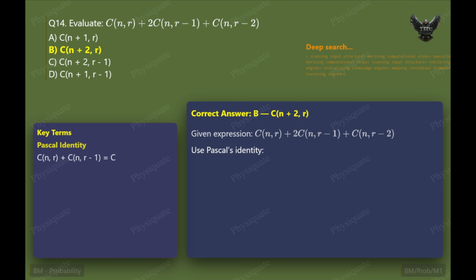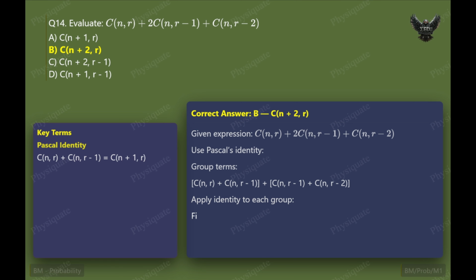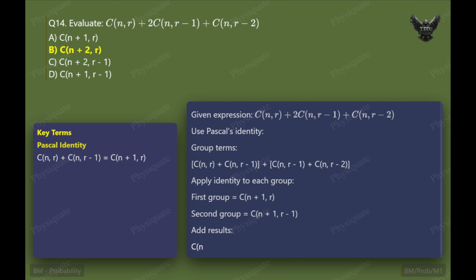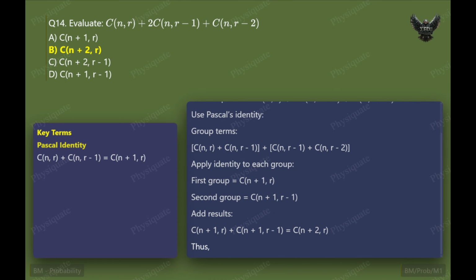C(n,r) plus C(n,r-1). Group terms: C(n,r) plus C(n,r-1), plus C(n,r-1) plus C(n,r-2). Apply identity to each group. First group equals C(n+1,r). Second group equals C(n+1,r-1). Add results: C(n+1,r) plus C(n+1,r-1) equals C(n+2,r). Thus, the required result is C(n+2,r).